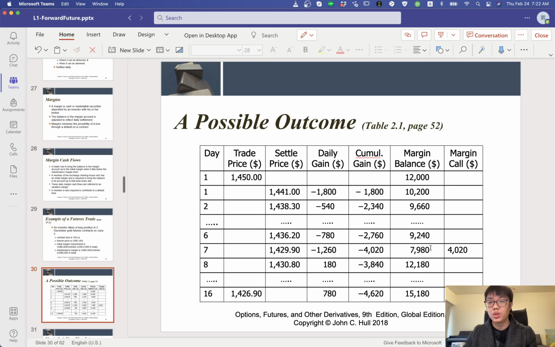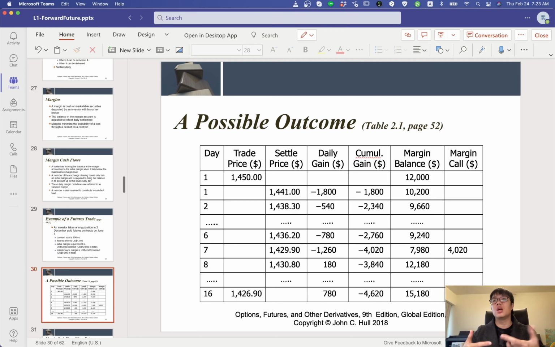So in this case you need to go to the broker or go to the bank and transfer some more money to the broker to restore the margin balance. In this case, how much money do you need to pay? Because we need to recover the margin balance back to the initial level, 12,000, you need to pay them $4,020. So by the end of day 7, you need to have 12,000 in your margin account, and we continue this process.